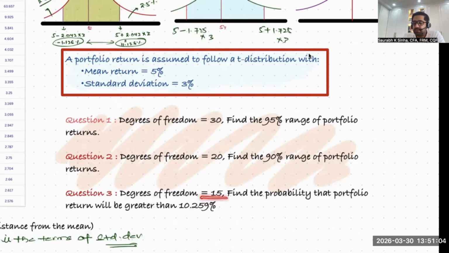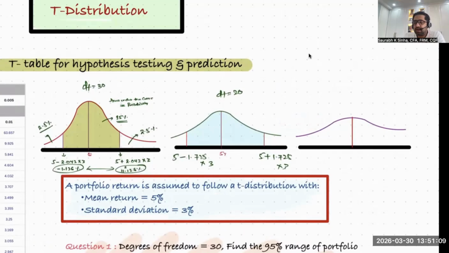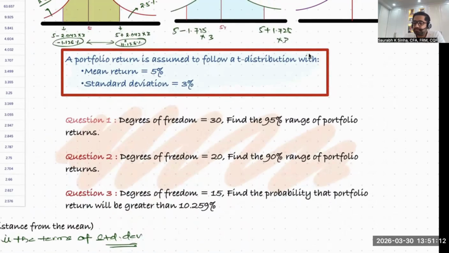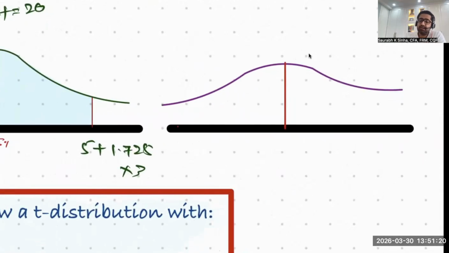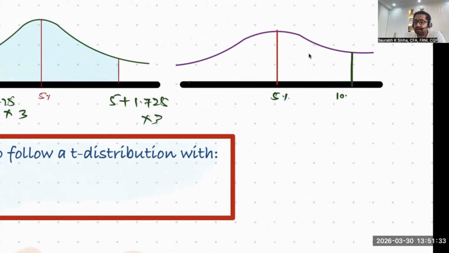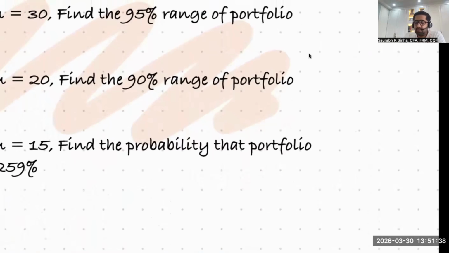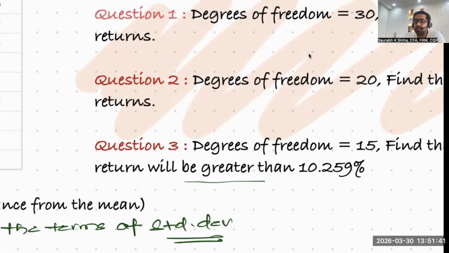When you see the degree of freedom 15, you should understand that the quality of the distribution is decreasing. So the T distribution would be slightly wider and the peak would be lower. Find the probability that the portfolio return would be greater than 10.259%. Basically, the mean return is still 5%, and in the right hand direction of 5%, there is a value which is 10.259%.